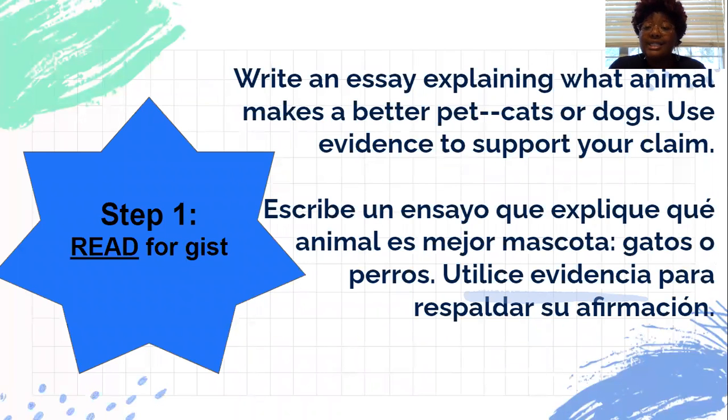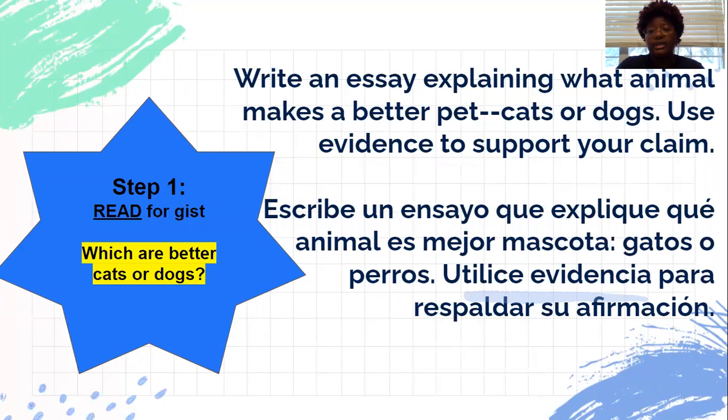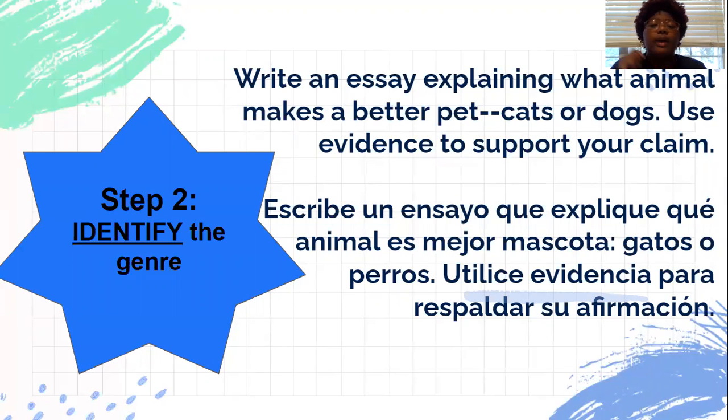Our prompt says, write an essay explaining what animal makes a better pet, cats, gatos, or dogs, perros. Use evidence to support your claim. So I know that we're paying attention to which animal is better, cats or dogs. So that's my gist: which are better, cats or dogs. Now my step 2, identify the genre. Well, if I am going to tell whether cats or dogs are better, that means I have to choose a stance. So I have to state whether I like cats or dogs. So if I'm choosing a stance or have to state my position, I believe that's an argumentative essay.